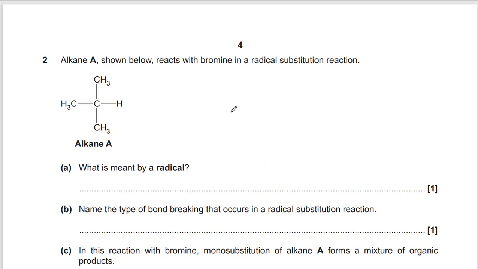Right, alkane, radical substitution. First question, and again, it's just a definition. What is meant by a radical? This is just a species, and you need to use the word species, with an unpaired electron. So this is just, again, definition. You need to know the definition.